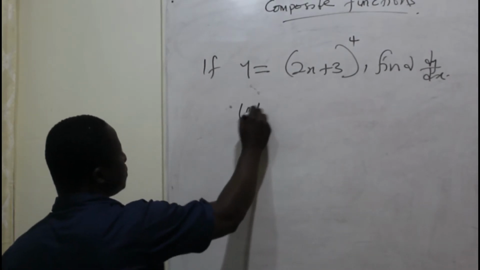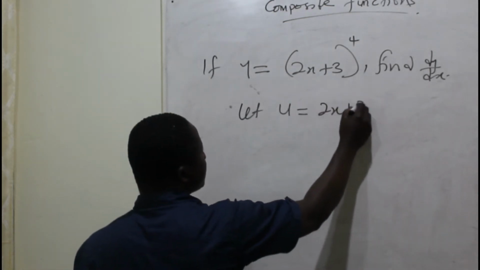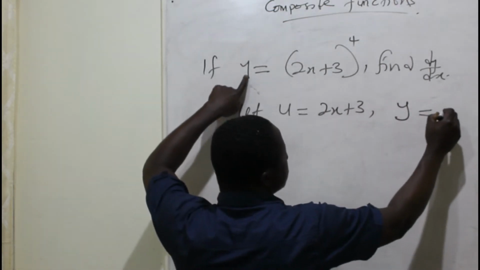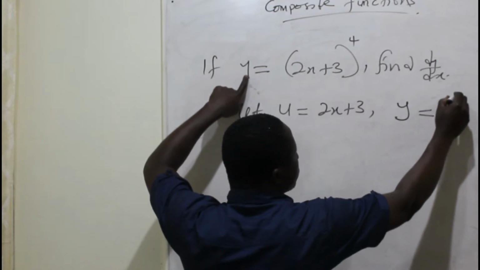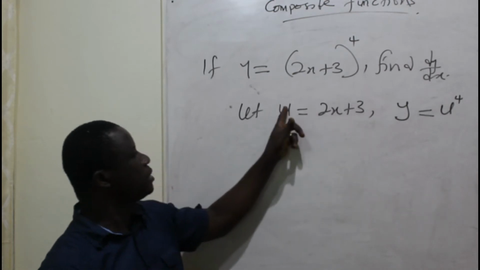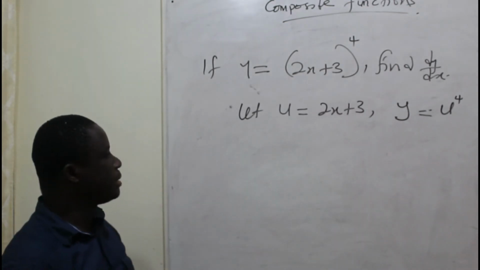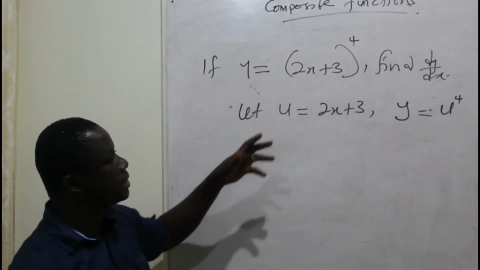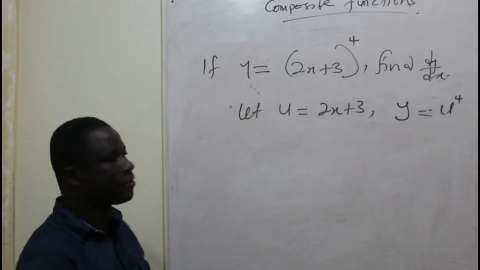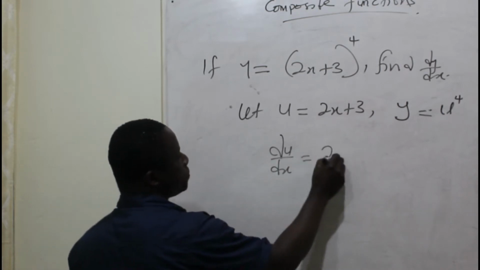if you let u be equal to 2x + 3, then the whole function here becomes y equal to u^4. So whenever you see 2x + 3, you are putting u. So if you put u here, it will be u^4. Then you want to find dy/dx. y depends on u. u depends on x. So you have to find du/dx, and the result is 2.